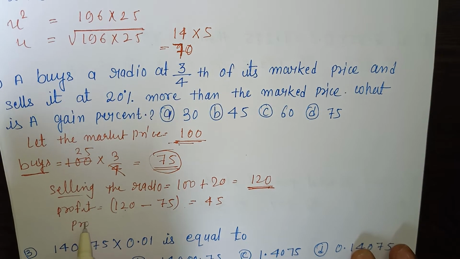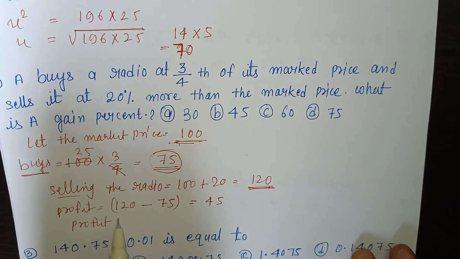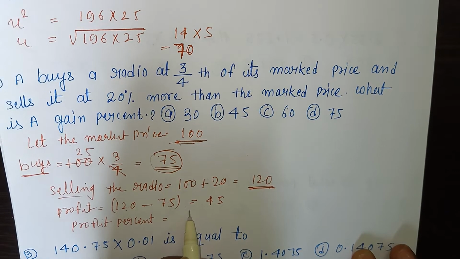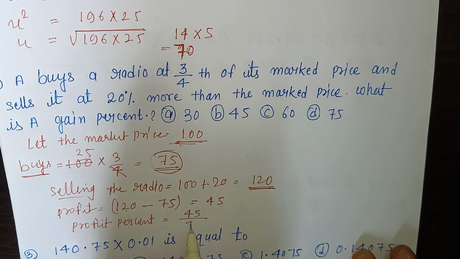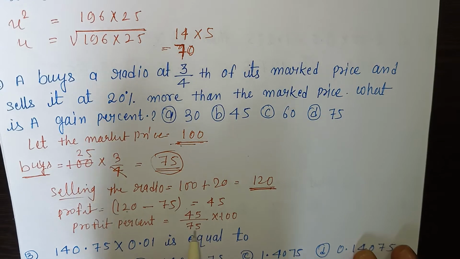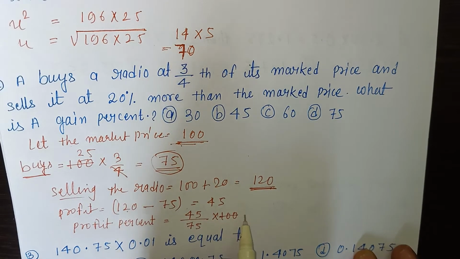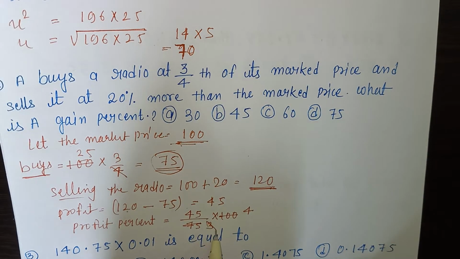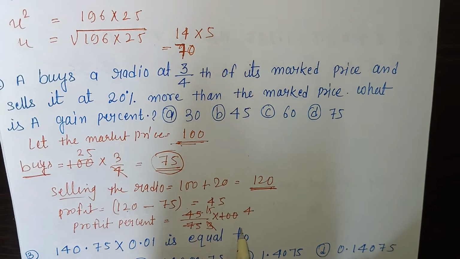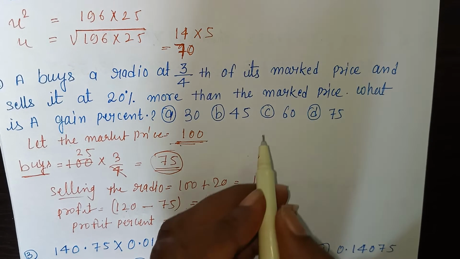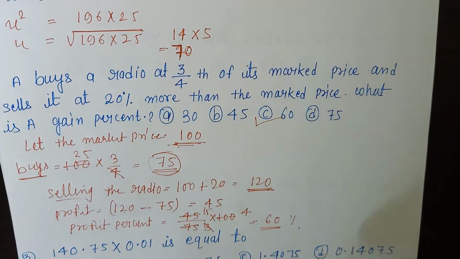Then profit percent is equal to profit divided by cost price into 100. 25 fours are 100, 25 threes are 75, 3 15 45, then 15 multiply 4 is equal to 60%. So option number C is correct.